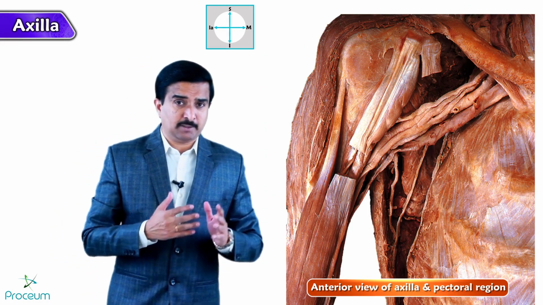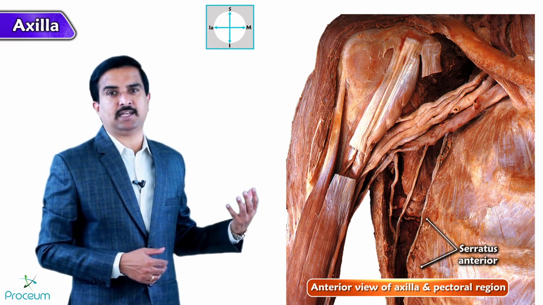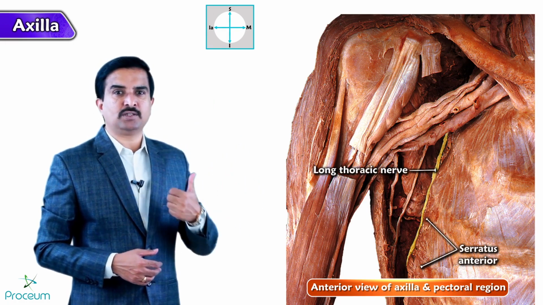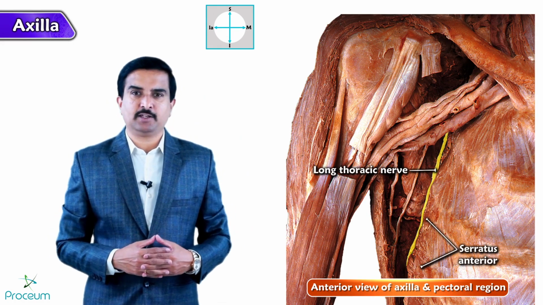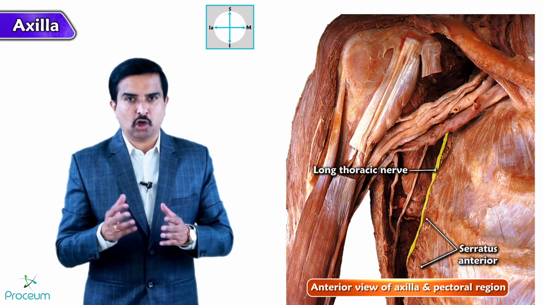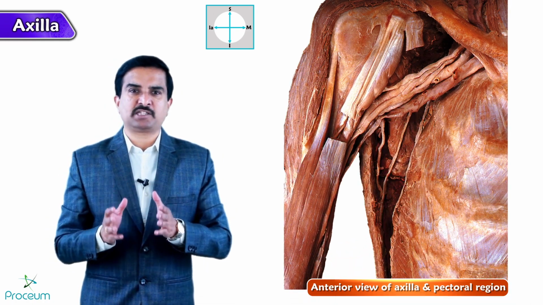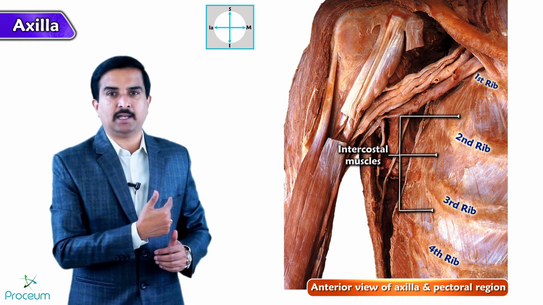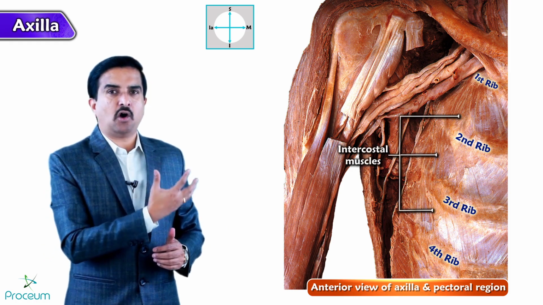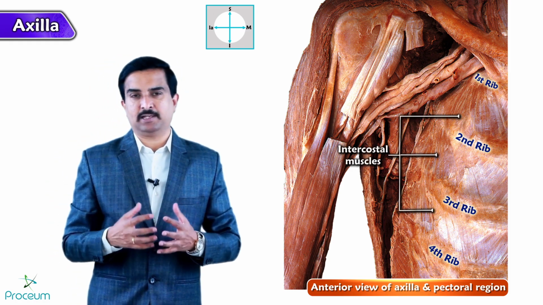Another important muscle is the serratus anterior, which is partially seen along with its nerve, the long thoracic nerve. Remember that the long thoracic nerve is also known as the nerve of Bell. The long thoracic nerve supplies the serratus anterior muscle. In this specimen, we can also appreciate the upper four ribs along with their intercostal muscles. So all the structures present in this image, we have understood really well.